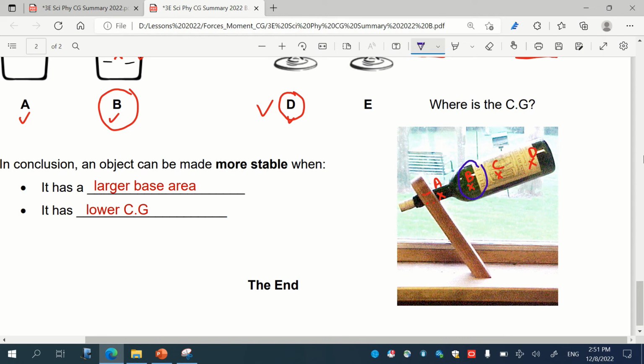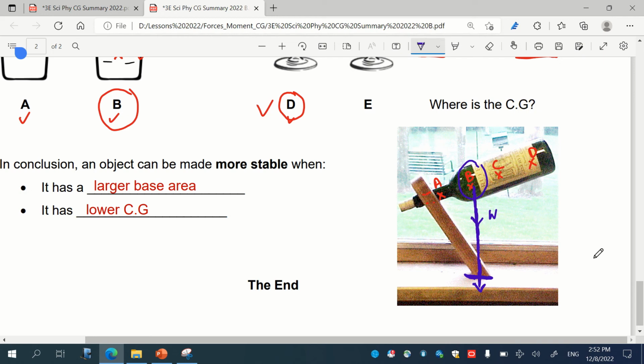Because if it is stable in this position, then when I draw a vertical line of the weight, it must pass through the base area, and the base area is very small, it's only here. This is the base area, and you notice if I draw the vertical line down representing the weight, if I continue to draw it down, it would cut through within the base area. Cut within, the keyword is it must be within the base area for an object to be stable.